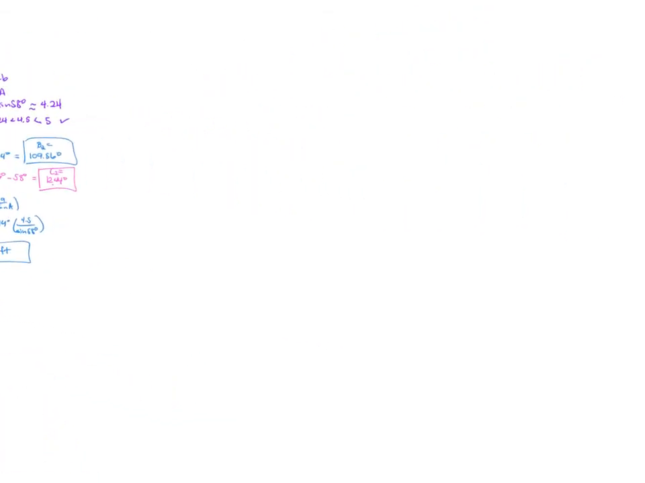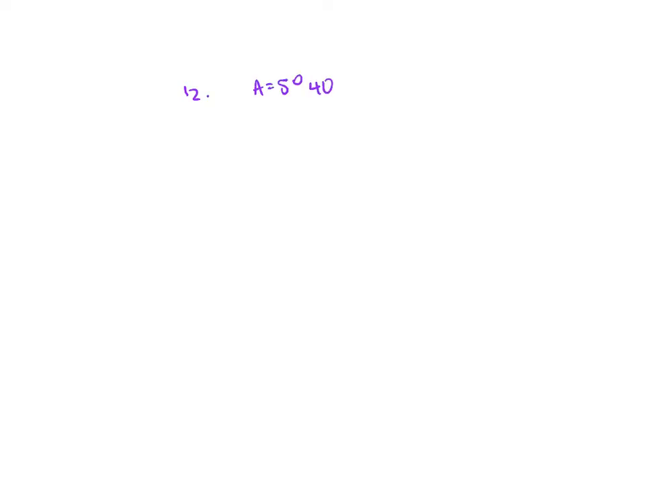So just a quick thing on the homework as well is that you will find things, because we haven't really talked about degrees and minutes. So number 12 in the homework has A is 5 degrees and 40 minutes, B is 8 degrees and 15 minutes, and b is 4.8. And so you're supposed to find what you are missing. So we need to find C, we need to find lowercase a, side A, and then side C as well.